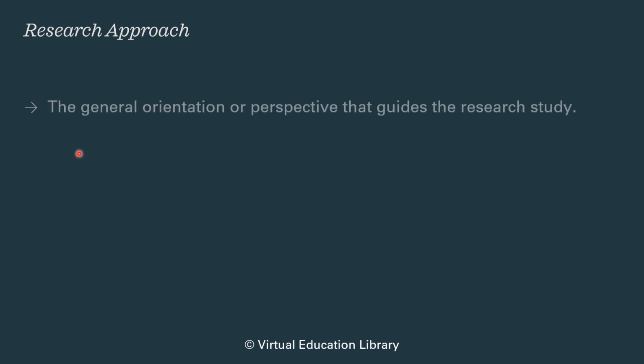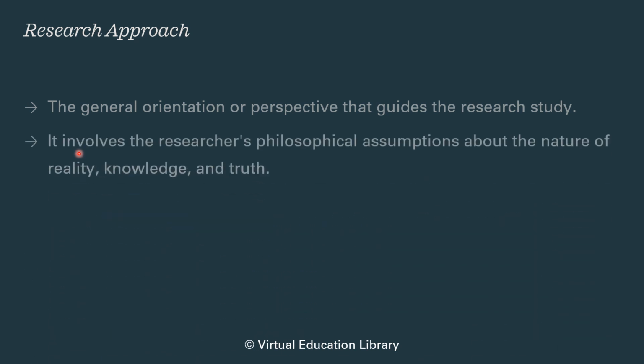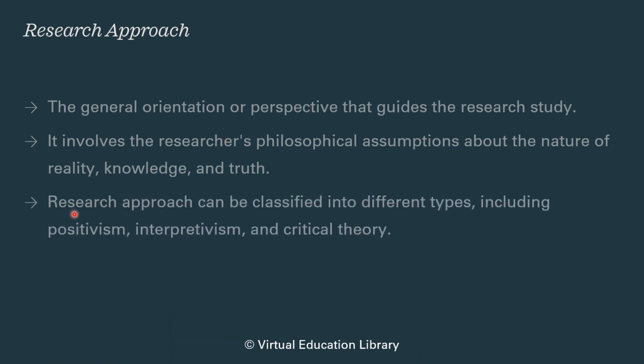Now research approach. You may feel now that all these terms are different. Research approach is the general orientation or perspective that guides the research study. It involves the researcher's philosophical assumptions about the nature of reality, knowledge, and truth. In the thesis, or in a few journals, they also require your orientation to be prominent in your study, that is, from which philosophical assumption you are coming. So research approach includes that. Research approach can be classified into different types including positivism, interpretivism, and critical theory. There are many others, but these are a few examples.